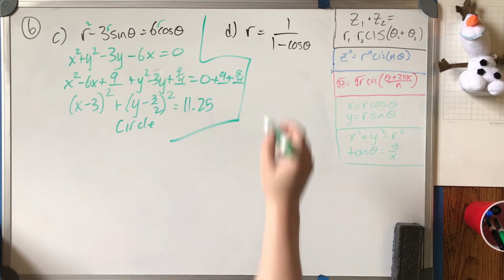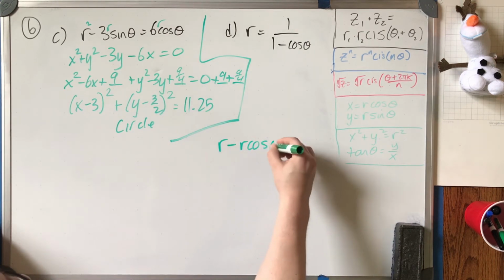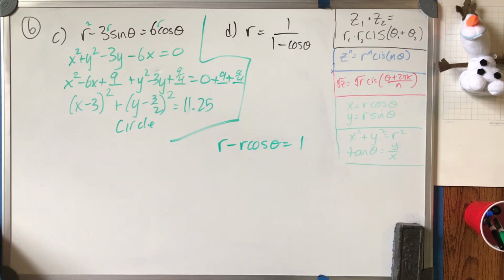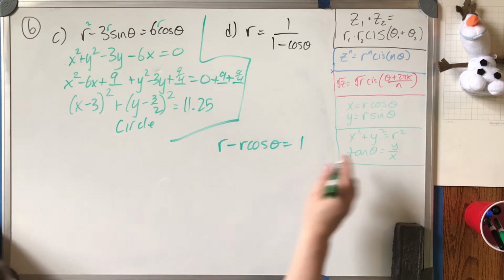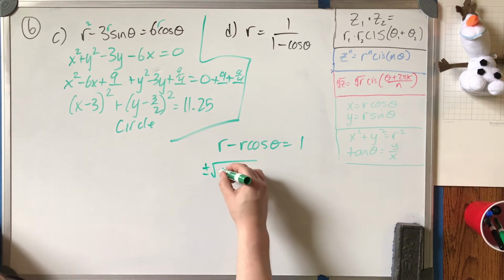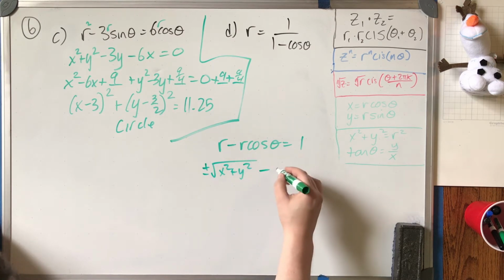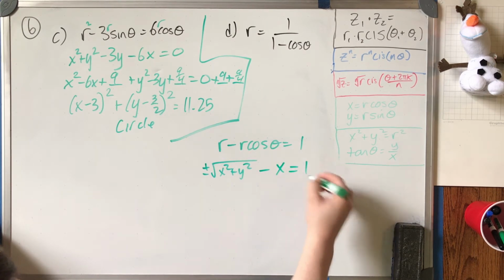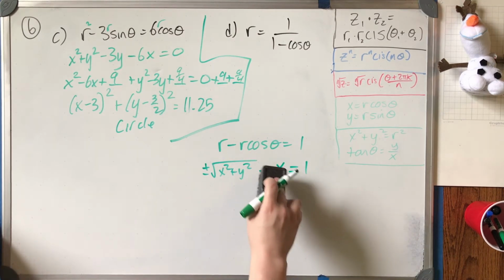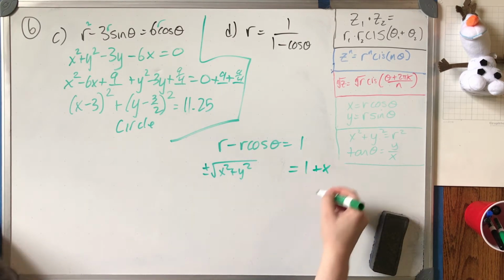Kind of ran out of room over there, so I'm just going to do it down here. I'm going to just multiply this to the other side, so I'm going to get r minus r cosine theta equals 1, so I distributed the r through. And let's see, I don't have anything particularly for r, but I can solve this equation. So I'll have a plus or minus square root of x squared plus y squared. We'll deal with the plus or minus later. Minus, this is going to be an x equals 1. I'm just going to add this x to the other side, so I'll end up with 1 plus x.